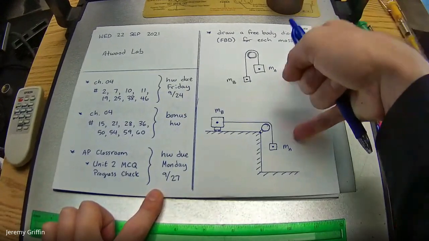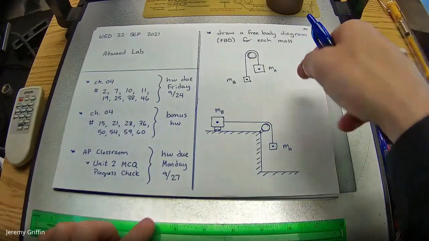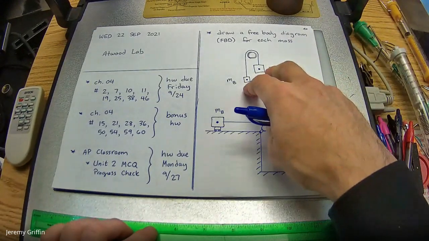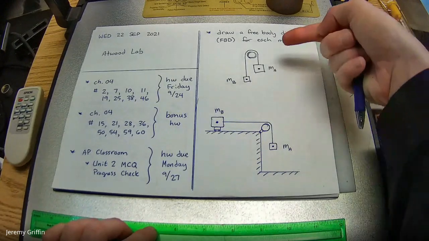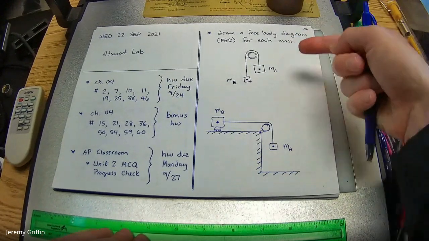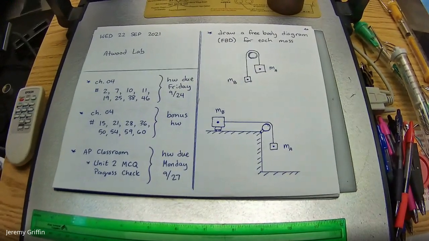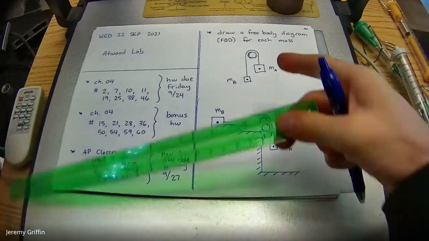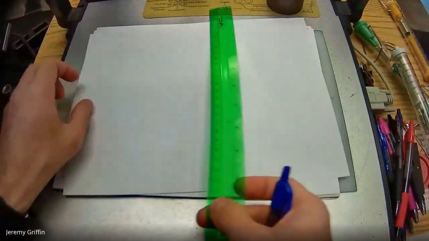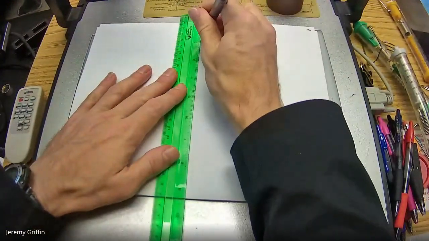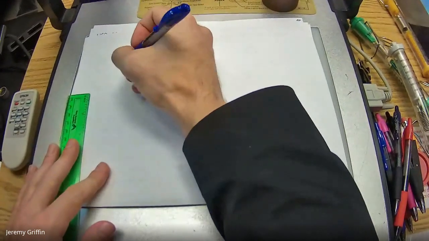Let's do some warm-up stuff. Can you draw free body diagrams on each of the masses for each of these Atwood setups? There's the classic double elevator Atwood, and then there's the modified Atwood. I'm going to take each of these pictures and blow them up. So split this paper in half and put the classic double elevator on the left side.